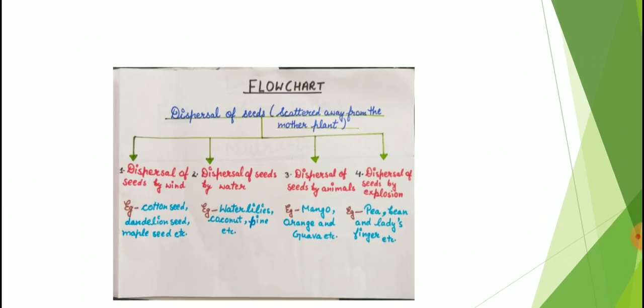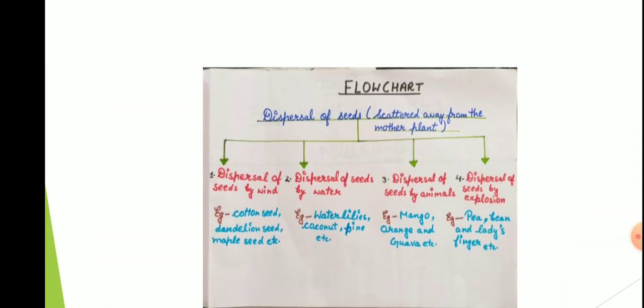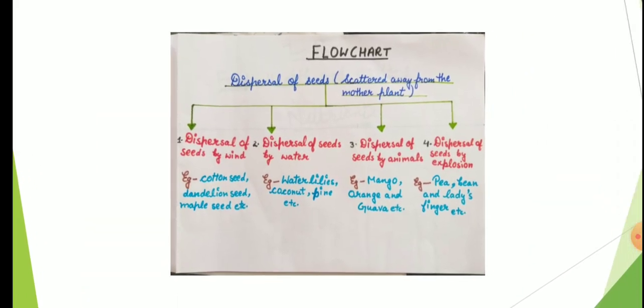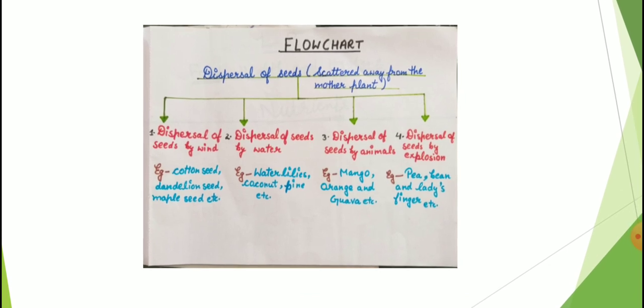Next is dispersal of seeds. So, what is the meaning of dispersal of seeds? Dispersal of seeds means the process by which seeds are scattered, spread away from the mother plant. It is called seed dispersal.